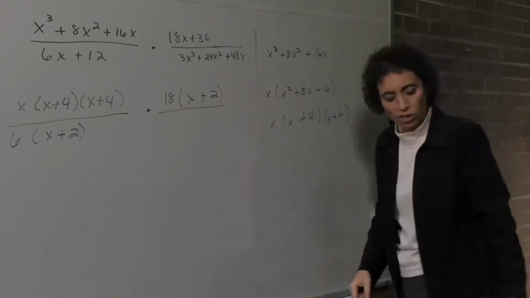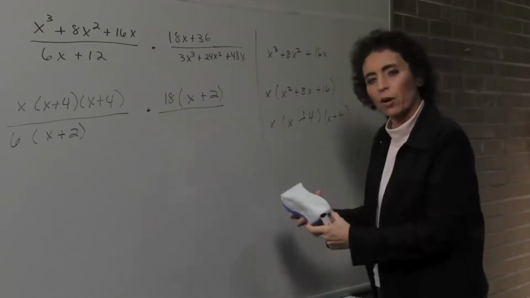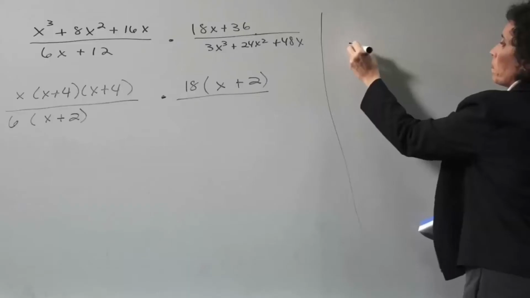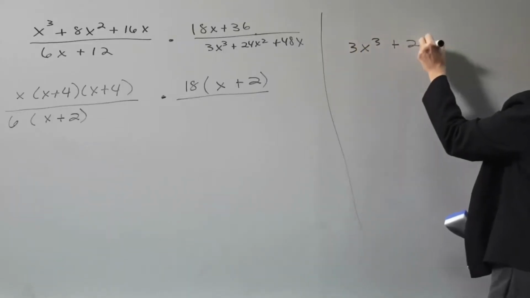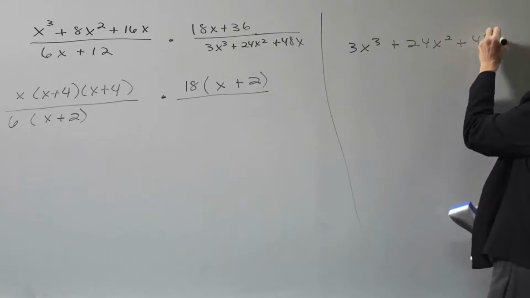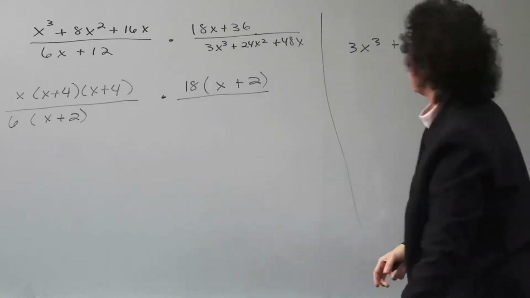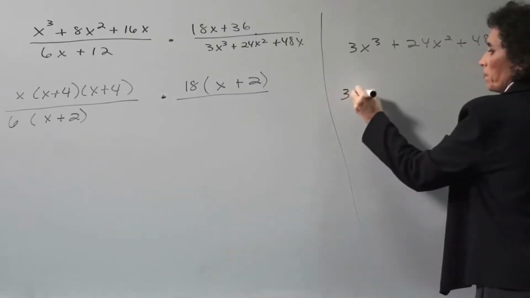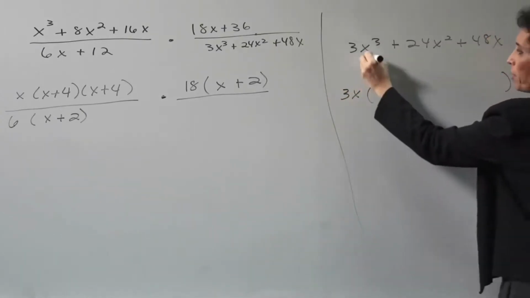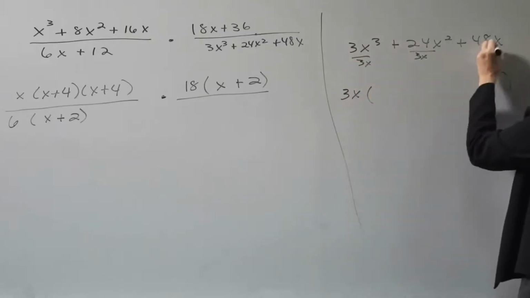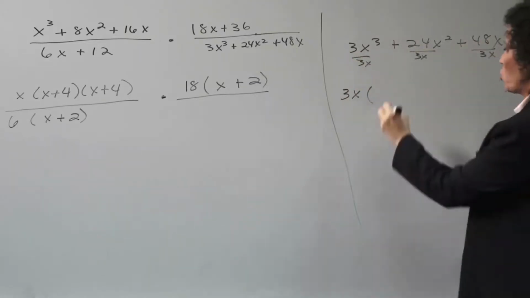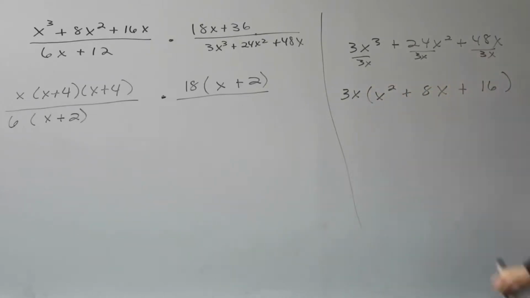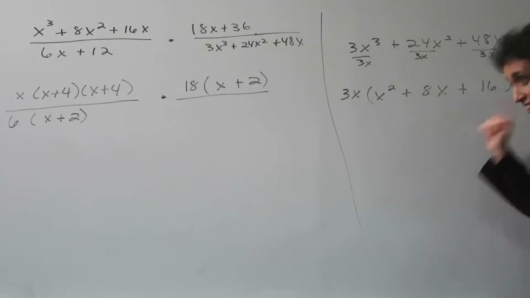This looks a little bearish. Okay, bearish, like a bear, bearish. Okay, here we go. GCF looks like it's 3x, right? 3 goes into all of those. Divide by 3x. And we get x squared plus 8x plus 16. Okay? Yes, we're not done.